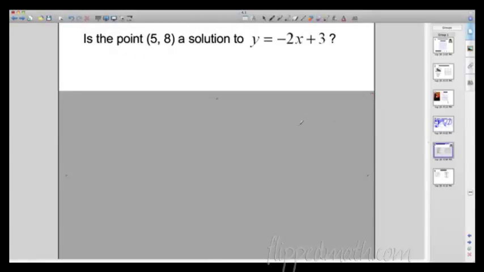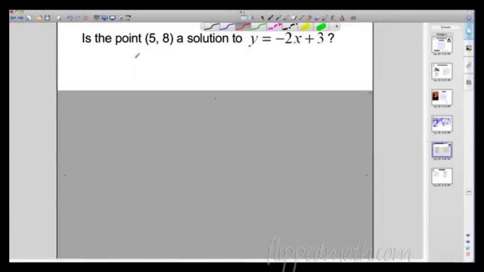Very good. Let's check this out. Another thing we're going to have to be able to do is determine whether something is a solution. So is the point (5, 8) a solution to this equation? So we're looking for a yes or no.